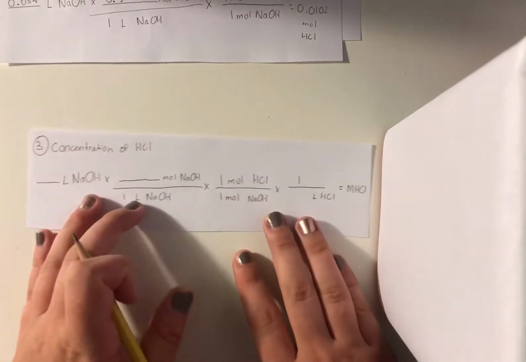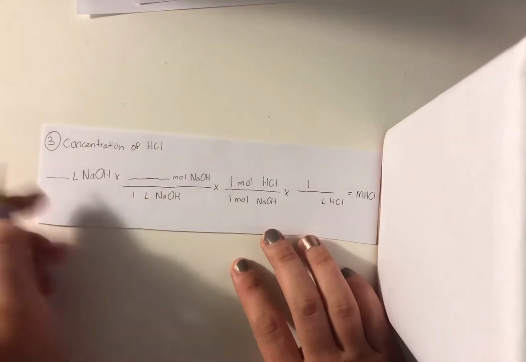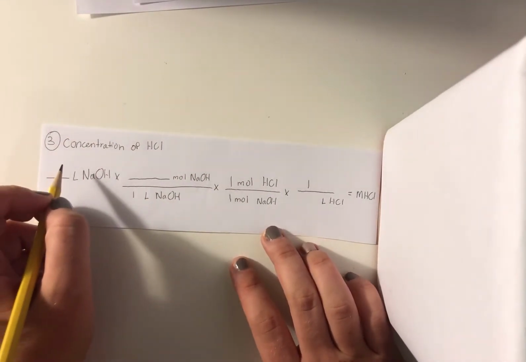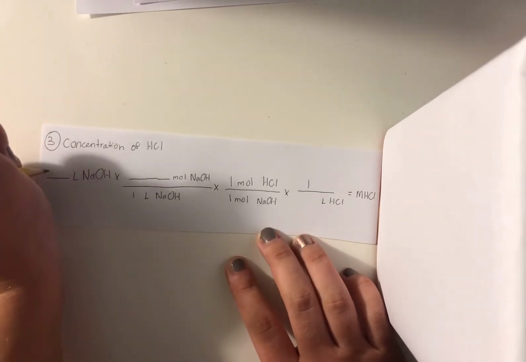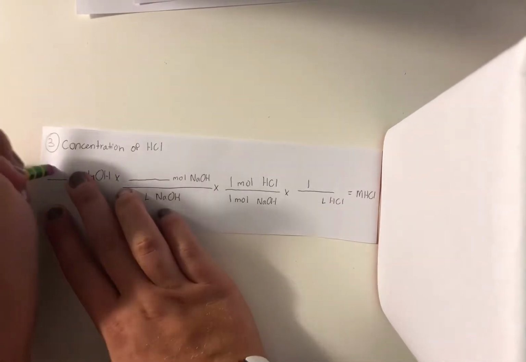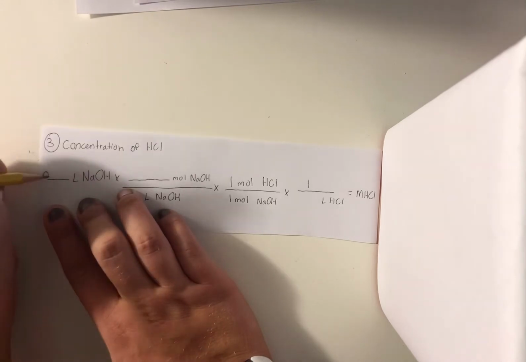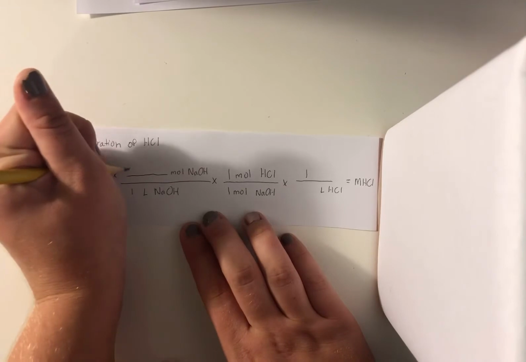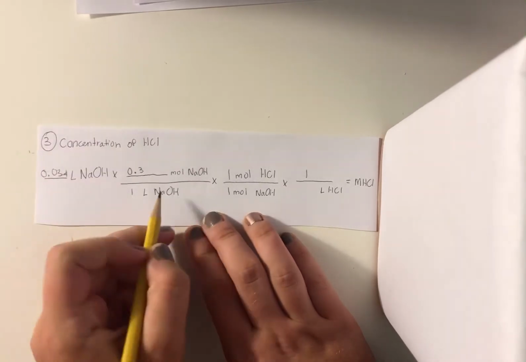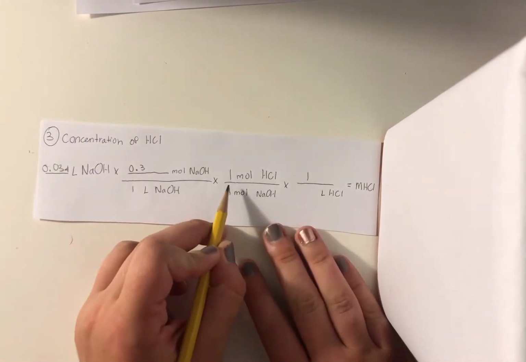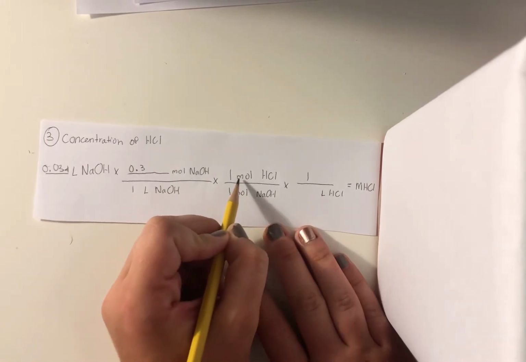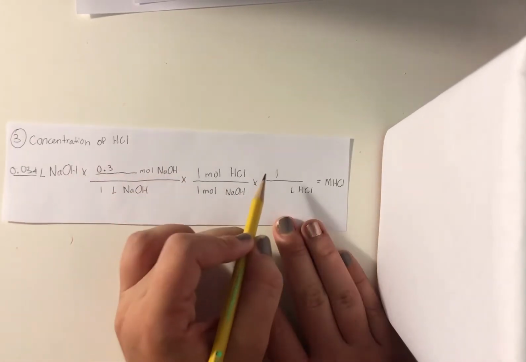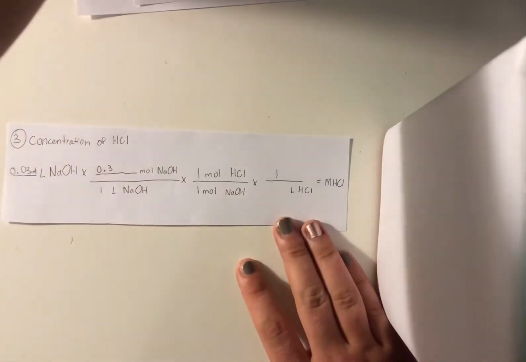So for our third step, as you see, we are continuously progressing through this equation. For our third step, for the concentration of hydrochloric acid, we are going to again start with 0.034 liters of sodium hydroxide multiplied by 0.3 moles of sodium hydroxide times that equivalency point, which is 1 mole to 1 mole, multiplied by 1, and then liters of hydrochloric acid.